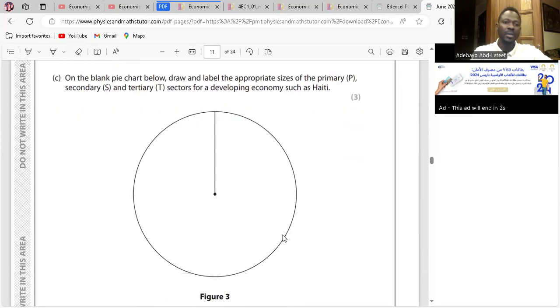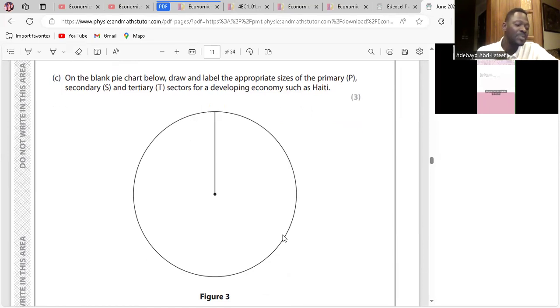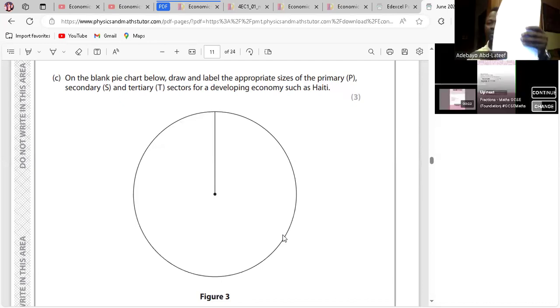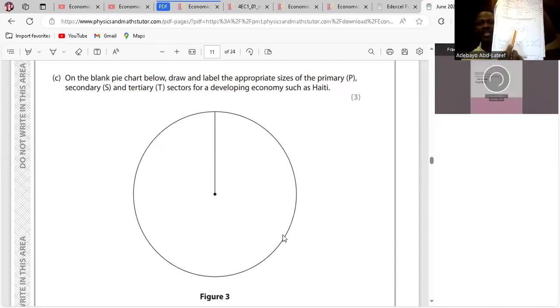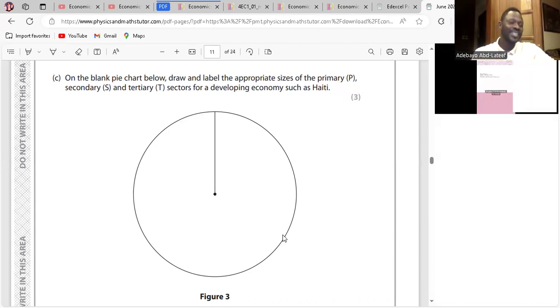Question C. Use the blank chart to decide what the economic sectors of a developing country look like. Developing countries have the largest proportion of production in the primary sector. That means they have the largest proportion of employment and output in the primary sector. So the primary sector will have the largest proportion, and the secondary sector and tertiary sector share the rest. Clear now? Okay, we move on.